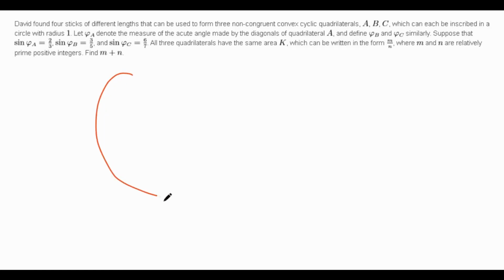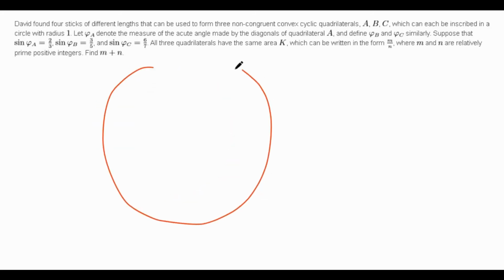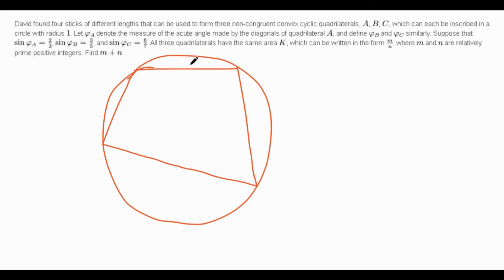So let's go ahead and draw one of the quadrilaterals. That is a terrible circle. There we go. Alright, so let's draw one quadrilateral. Okay. Let's call the sides A, B, C, and D. So how might we possibly get another quadrilateral with the same sides and the same area, and also inscribed inside the same circle? How is that possible?